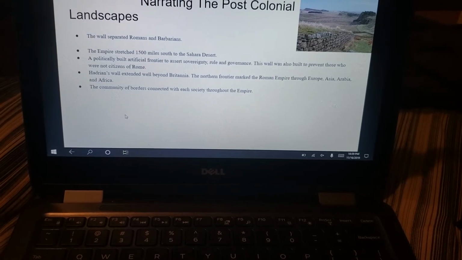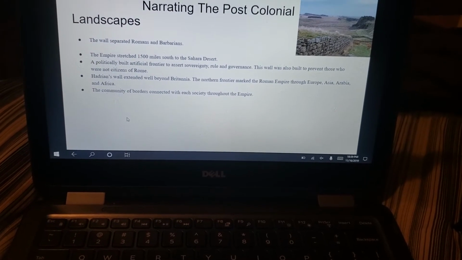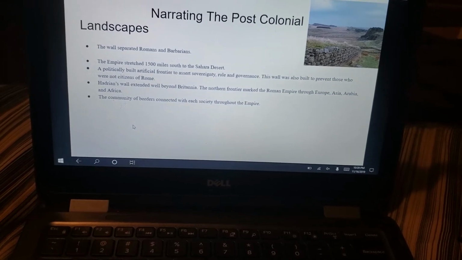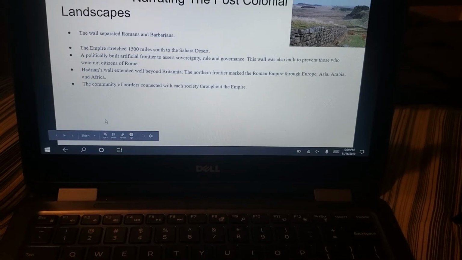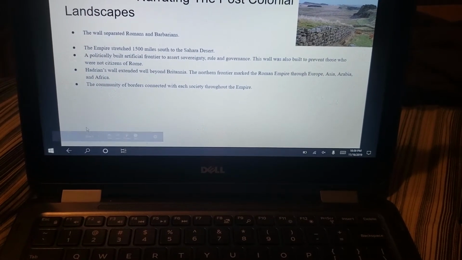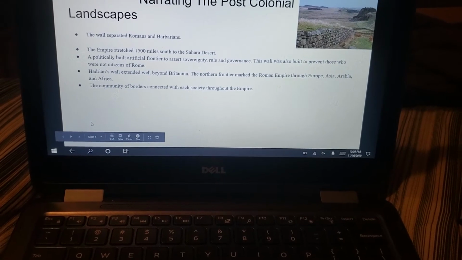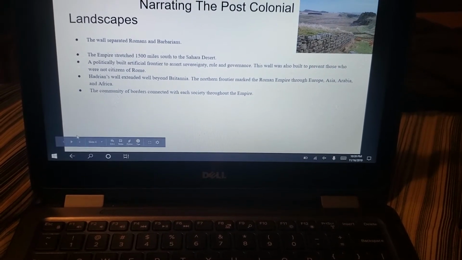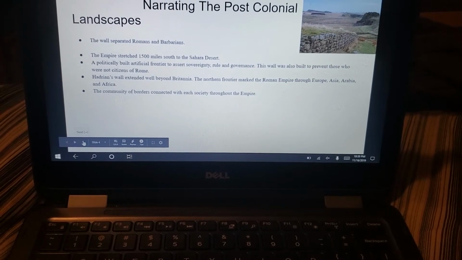The community borders, I thought it was interesting how they connected with each society in Europe. This shows how well the Roman Empire expanded. A lot of interesting stuff in this journal article. It shows us more detail on the people who helped build this wall.